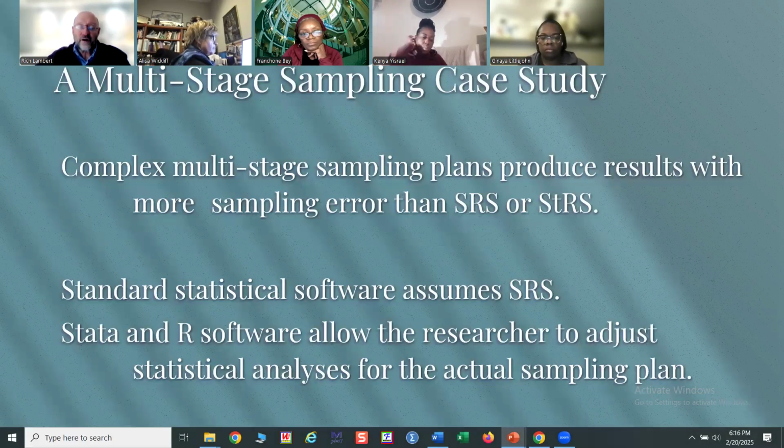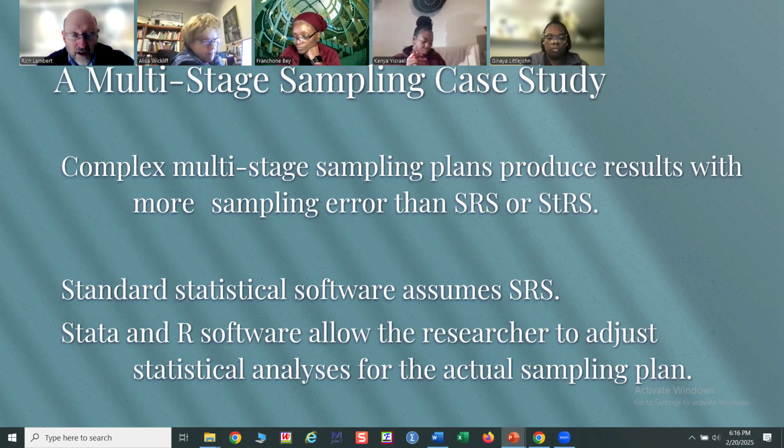Okay, so what happens with the NTPS? I'll show you some examples. They're using, as I said before, a complex multi-stage sampling process. But anytime you use these processes, you produce more sampling error than you would have gotten with simple random or stratified random. And something that isn't taught very often, but all researchers should know, is that standard statistical software, when it calculates things like standard errors or significance tests or p-values, is assuming that you took a simple random sample, which of course is actually not very common.